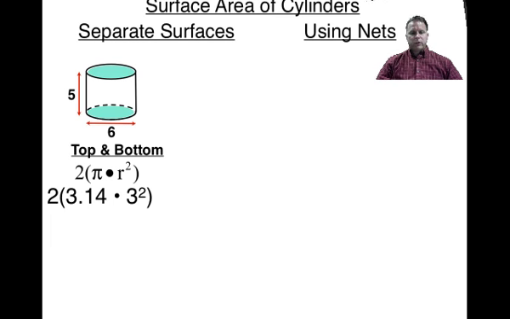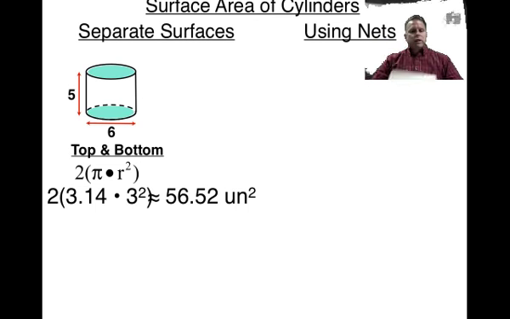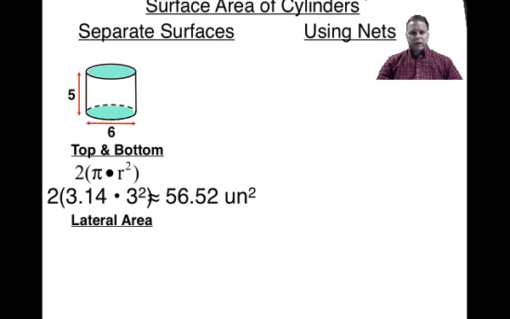Then we'll do our order of operations and start solving it. And we'll get 56.52 units squared. Then we need the area basically around the paper towel. Call that the lateral area.